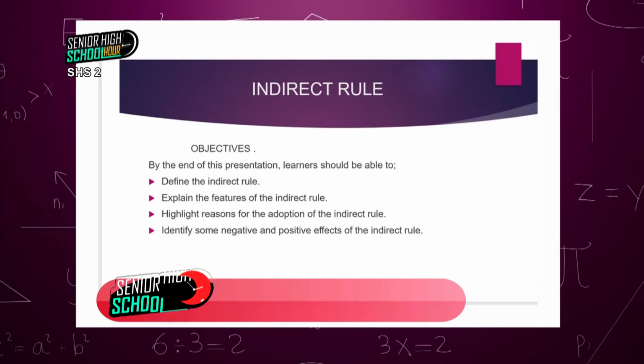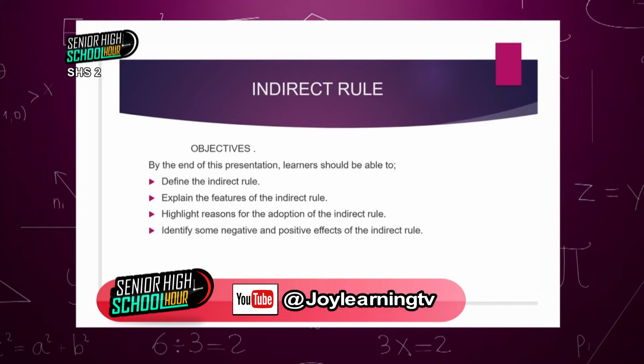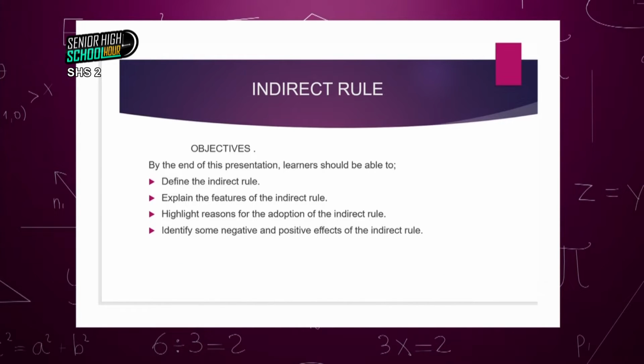Today, after we are done, we should be able to at least define what the indirect rule is. Then, we should be able to explain the features of the indirect rule. After that, we should be able to highlight reasons why it was adopted. And then, if we have time, we will talk about some negative and positive effects of the indirect rule. Are we on? Let's begin.